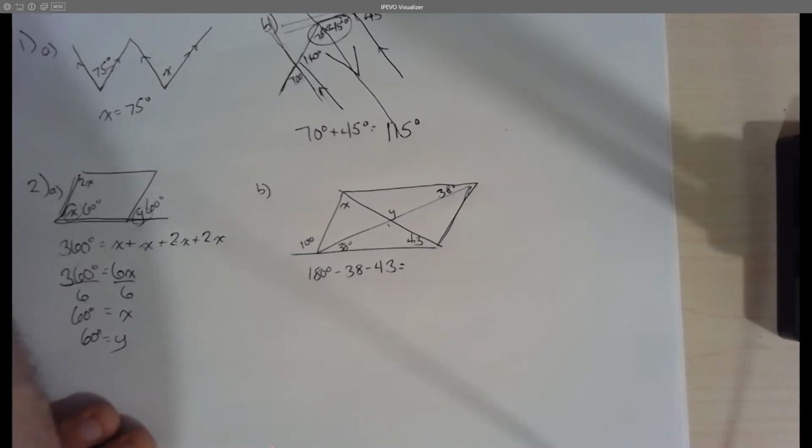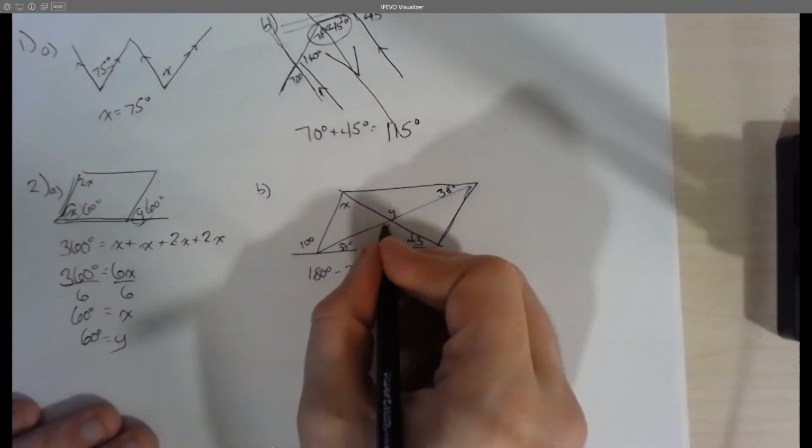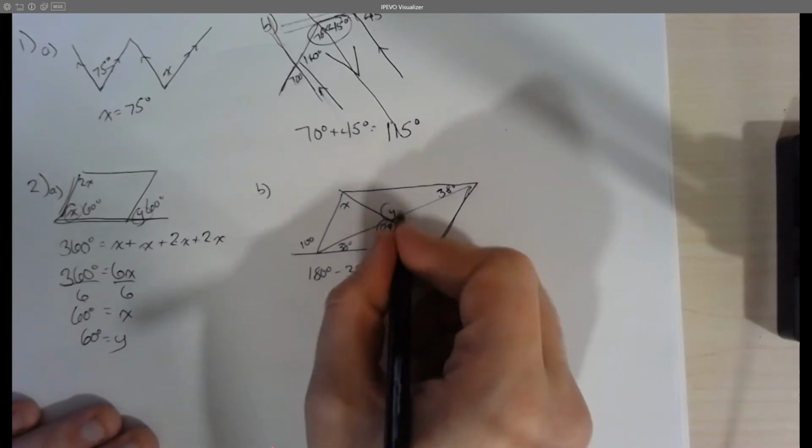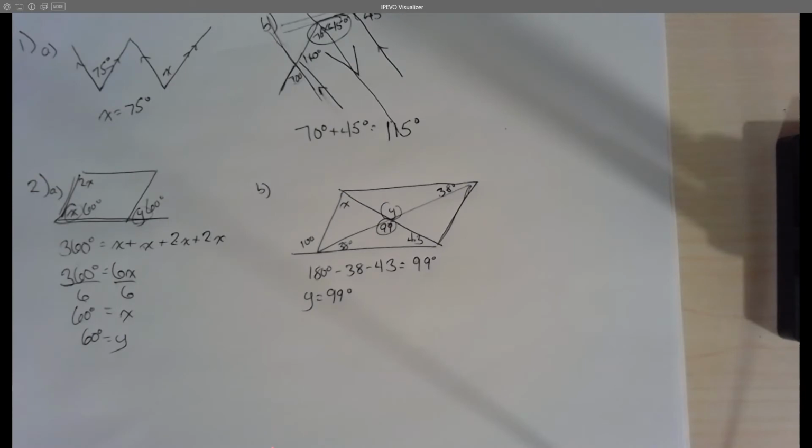And again, there's a couple of ways that you could actually solve this question. There's a couple of methods. This is just one way that I'm choosing to do it. So that would be 99. Whatever this is, y has to be the same. So y now equals 99 degrees. So that's what that tells us at least.